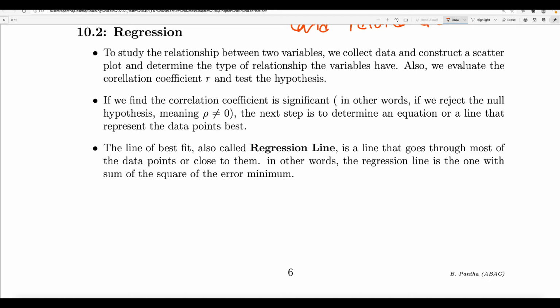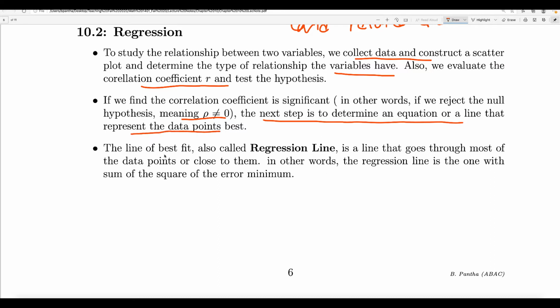To study the relationship between two variables, we collect the data, construct a scatter plot, and determine the type of relationship the variables have. Also, we evaluate the correlation coefficient r and test the hypothesis. That's what we did. Now, if we find the correlation coefficient is significant, in other words, if we reject the null hypothesis, meaning rho is not equal to 0, meaning there is a linear relationship between x and y in the population, the next step is to determine the equation of a line that represents the data points best.